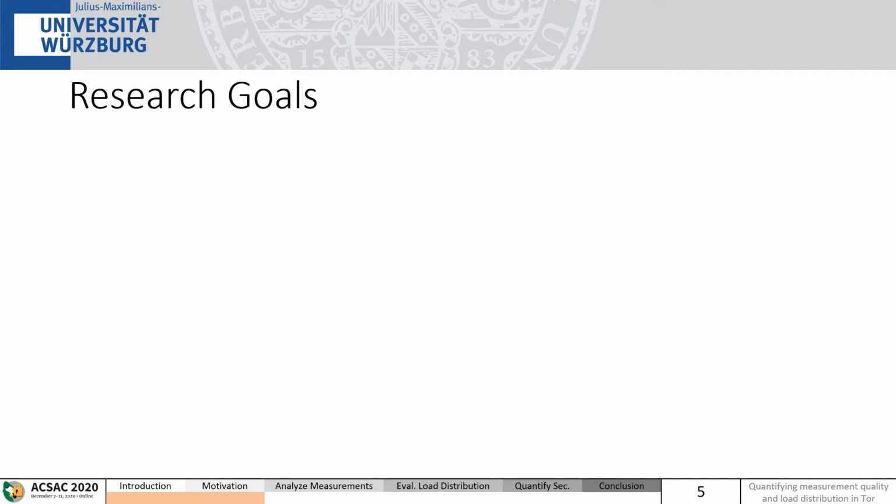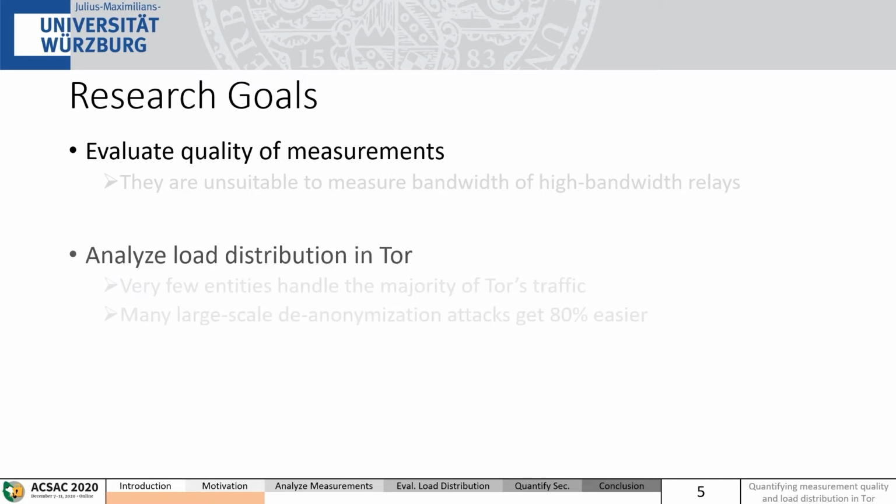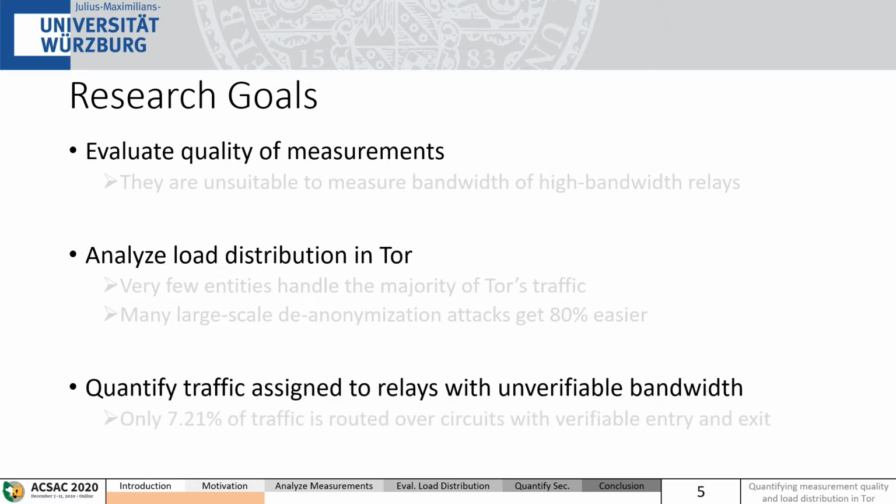Based on this load balancing process, we want to analyze three things. First of all, we want to evaluate the quality of the measurement process. We will see that there are severe shortcomings and that we effectively cannot verify the bandwidth of fast relays. Secondly, we want to analyze the resulting load distribution in Tor and how this simplifies the de-anonymization attacks introduced earlier. And lastly, we want to analyze how much bandwidth is attracted by high bandwidth relays that we cannot verify by measurements.